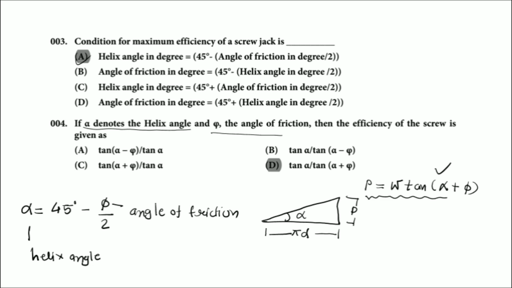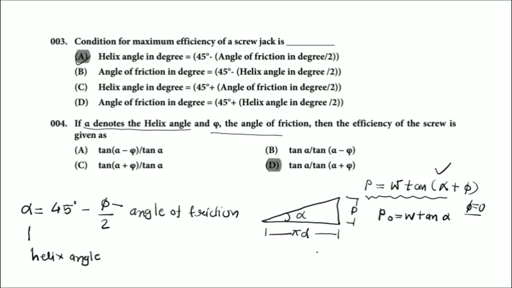Now if I want to find out the efficiency, then I can relate the term with respect to friction, right? Here phi is the angle of friction. So if I make friction equals to 0, then this equation would become P0 is equals to W tan alpha, right? What I have done, phi is equals to 0, I have taken it, right? So this is a pure imaginary condition, right?